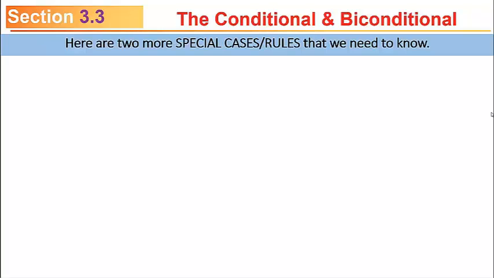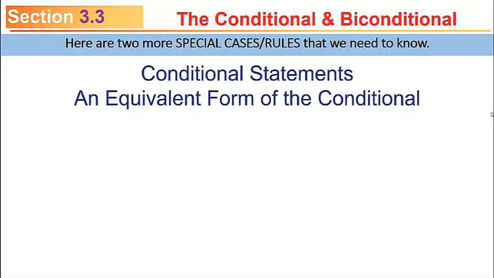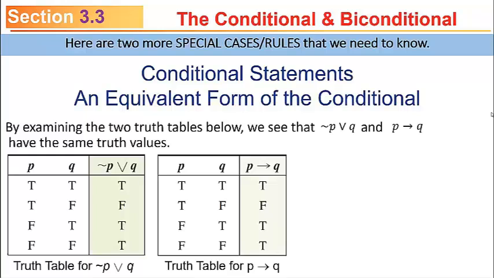There are two more special cases that we need to know. Remember, in the last section, we talked about two cases being the two De Morgan's laws. Here are two more special cases that involve the implication. This has to do with taking conditional statements and putting them in an equivalent form. By examining the two truth tables below, we see that not P or Q and P implies Q have the same values. If we did the truth table for not P or Q, on the left, and then the truth table for P implies Q, which we just did, on the right, you notice they have exactly the same truth values.